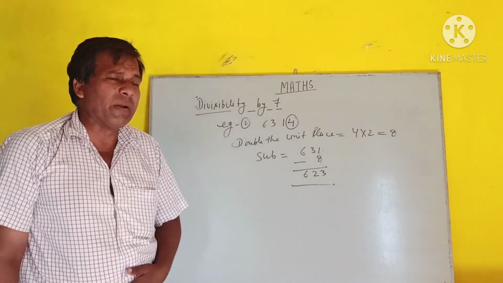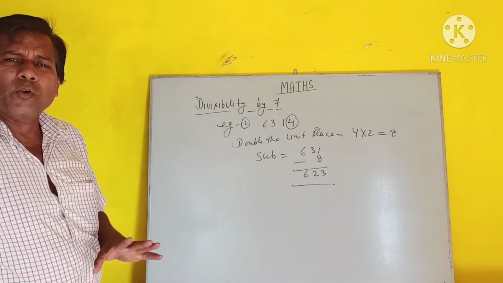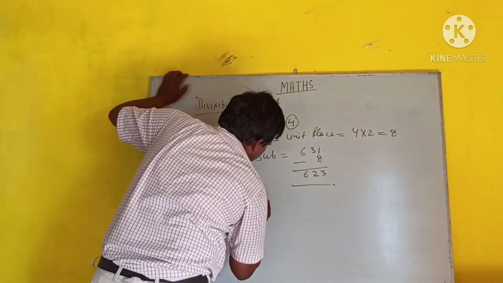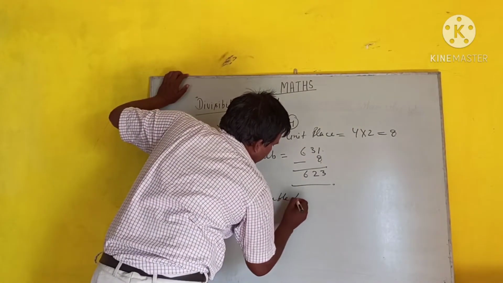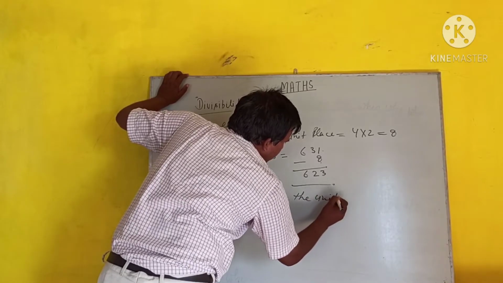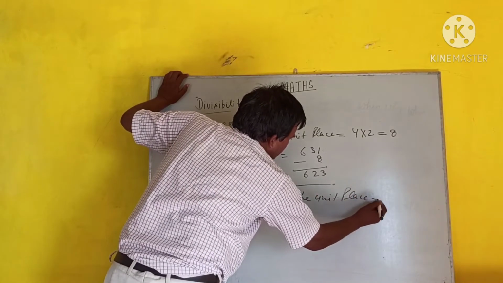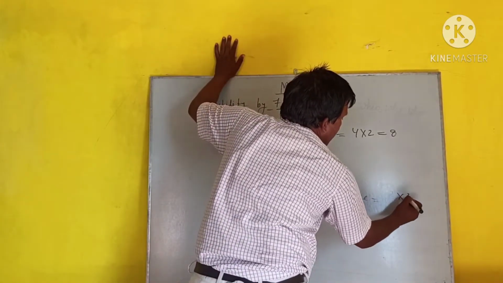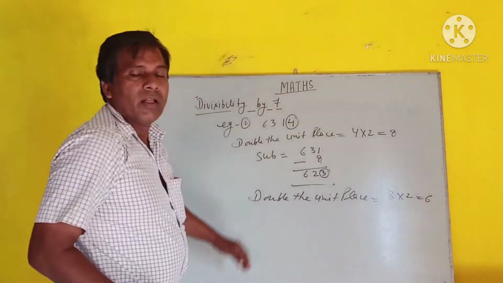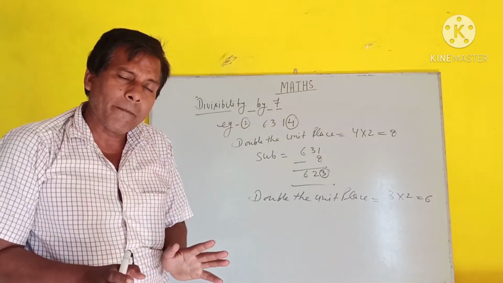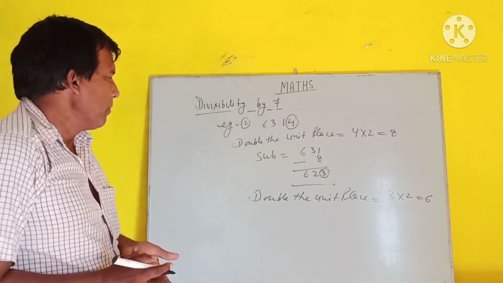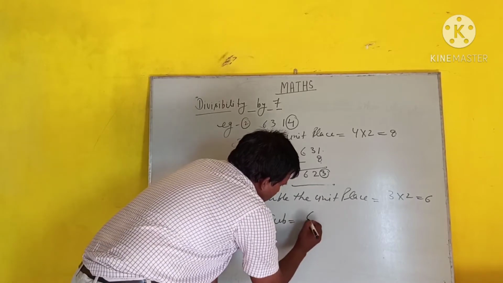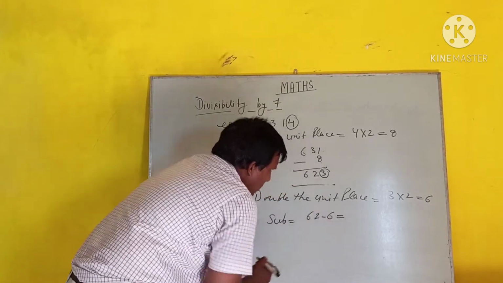Now double the unit place. Repeat it. Now double the unit place. Here unit place is 3. Double it. 3 multiply by 2 is equal to 6. Now subtract 6 from remaining number. Subtract it. 62 minus 6 is equal to 56.